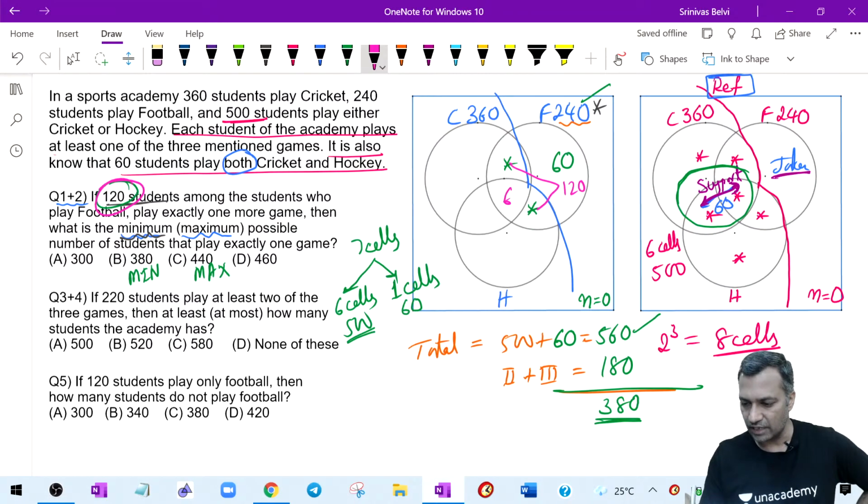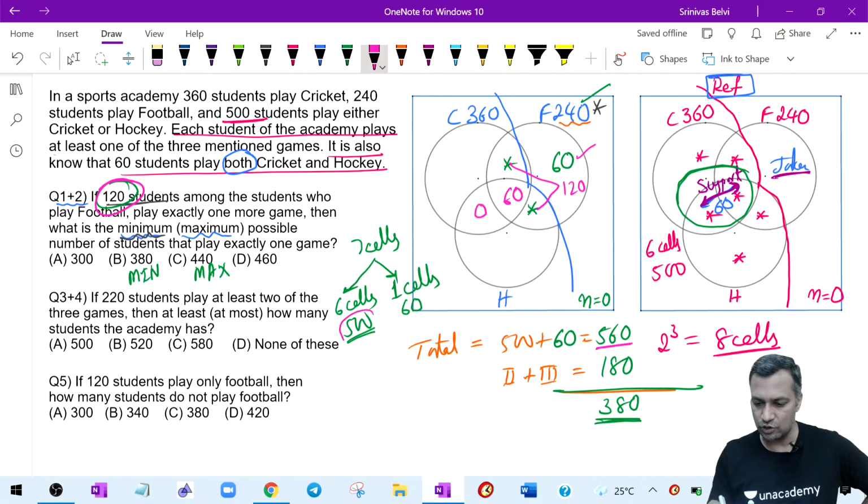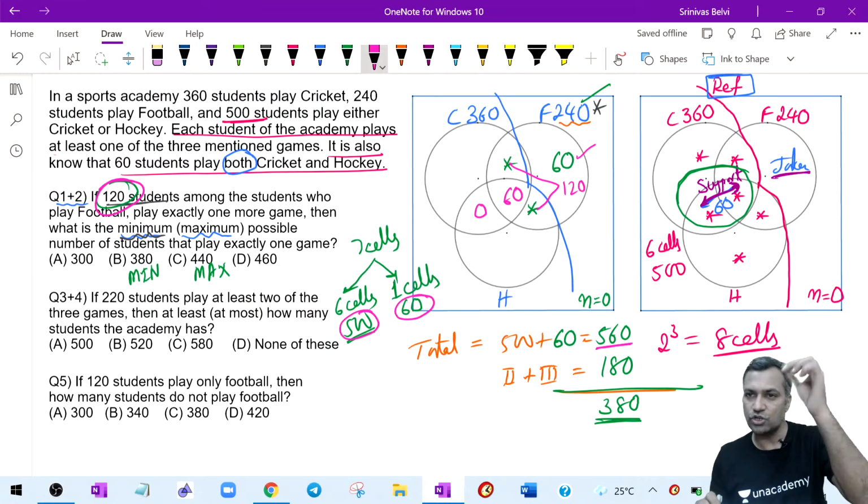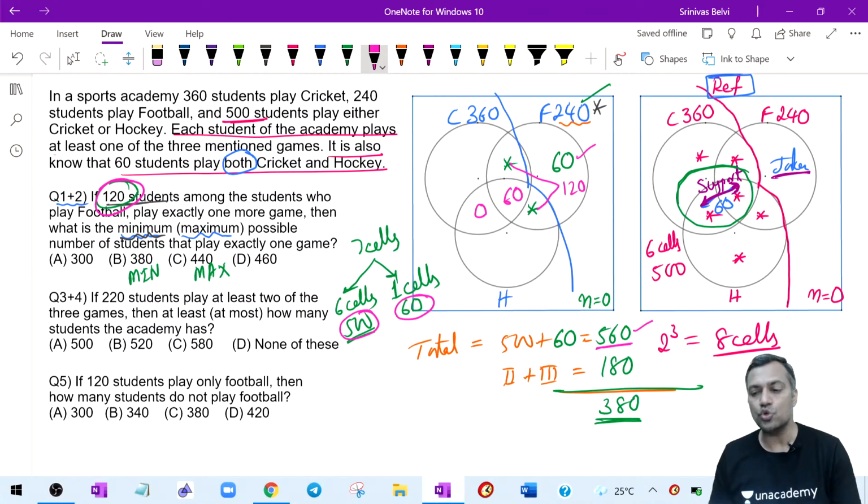Now there is a switch. I will use 60 here and I use 0 here. So therefore, this is 60. What is the total? Therefore, 560, because 500 is the value of 6 cells. You said that the remaining one joker cell is 60. Together it is 560.